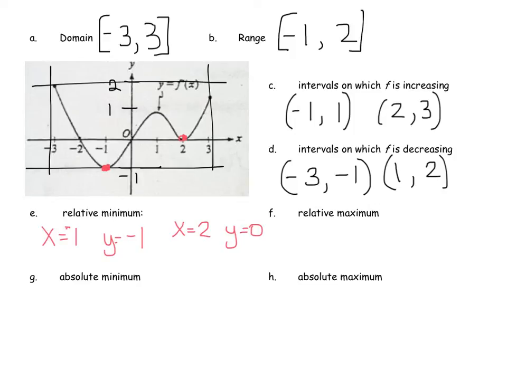Okay, relative maximums. There's one relative maximum right here where the increasing interval switches into the decreasing interval. Again, if I asked you when the relative maximum occurred, you would say it's at x equals 1. If I ask you what is the maximum value, it would be y equals 1. Okay.